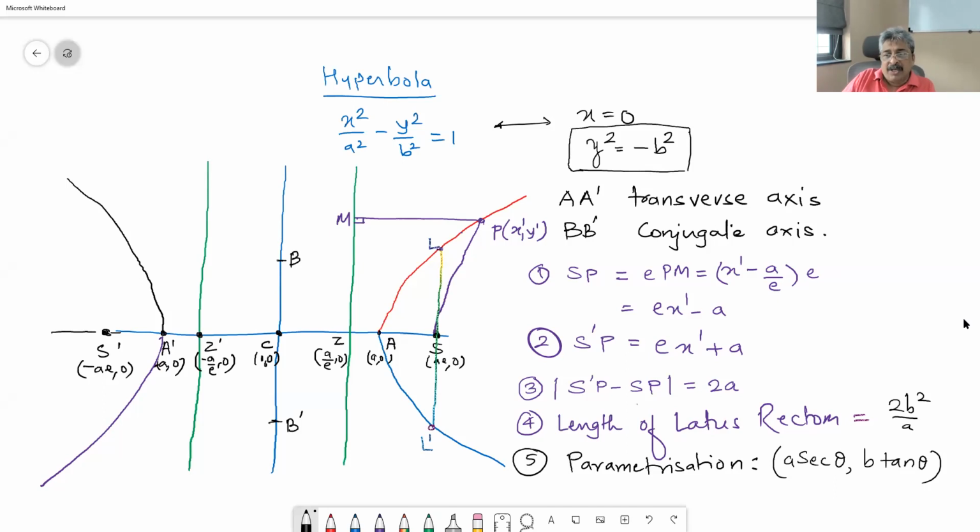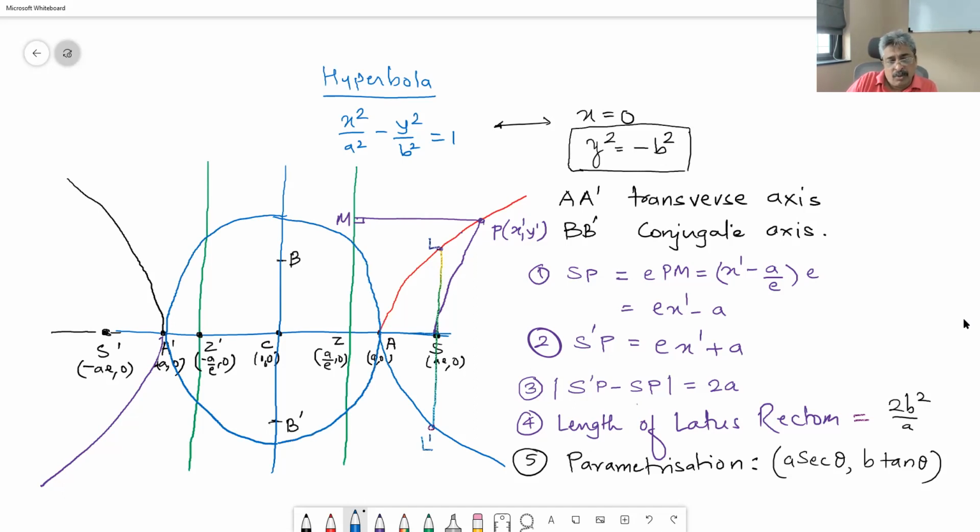So in ellipse, when we parameterized, we gave a lot of importance to the auxiliary circle, the circle with center at origin and radius equal to small a. We have given a lot of importance to that. So maybe we will have to have an auxiliary circle in case of hyperbola. That is what I have tried to draw.